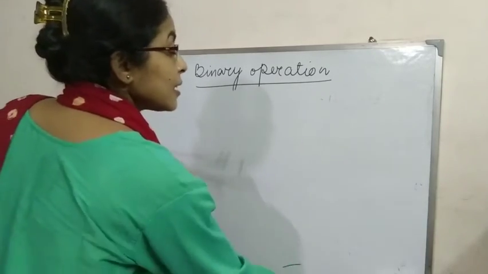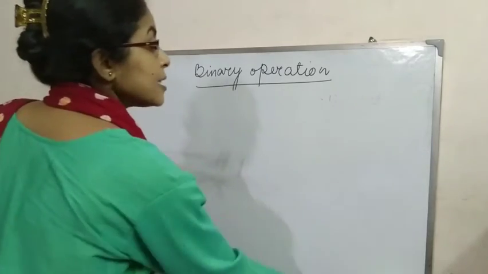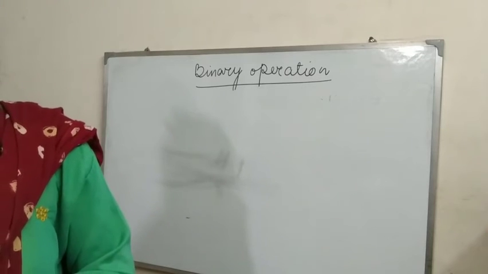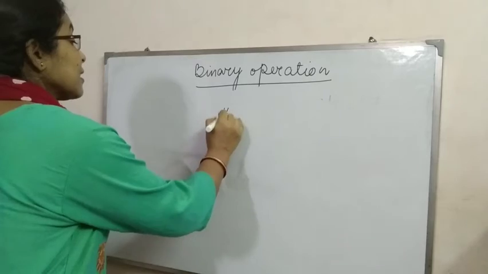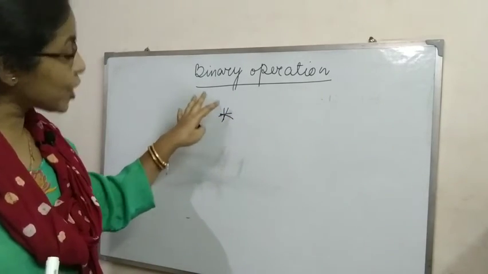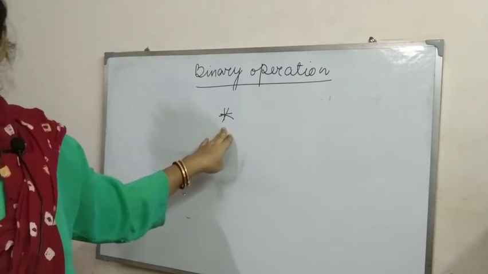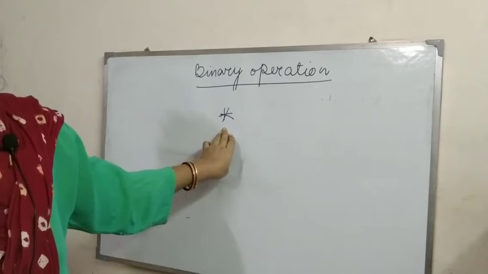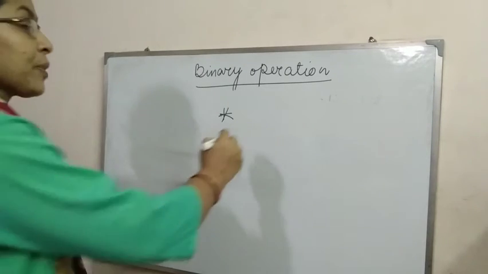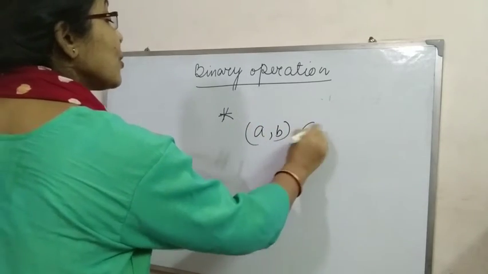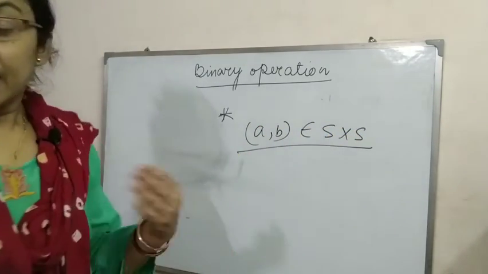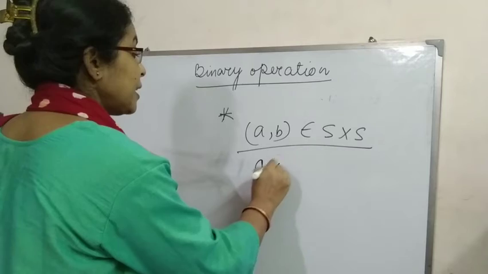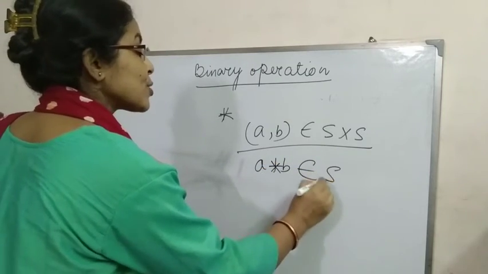I generally use these operations for binary operation. That means, I can tell, generally this notation on a non-empty set S is a rule which associates each ordered pair (a, b) belonging to S cross S to a definite element a operation b belonging to S.